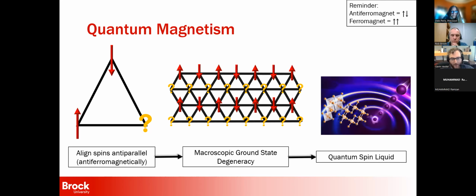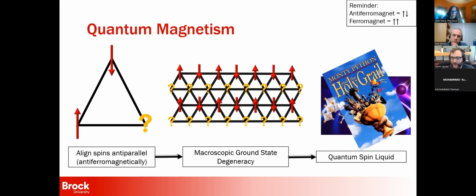And what we hope that leads to, and this is our holy grail in quantum magnetism, is the quantum spin liquid. This is thought to occur when you have this ground state degeneracy. When you cool the system down, eventually quantum fluctuations take over, and every spin within the system becomes entangled with every other spin in the system, making 10 to the 23rd atoms all entangled together.